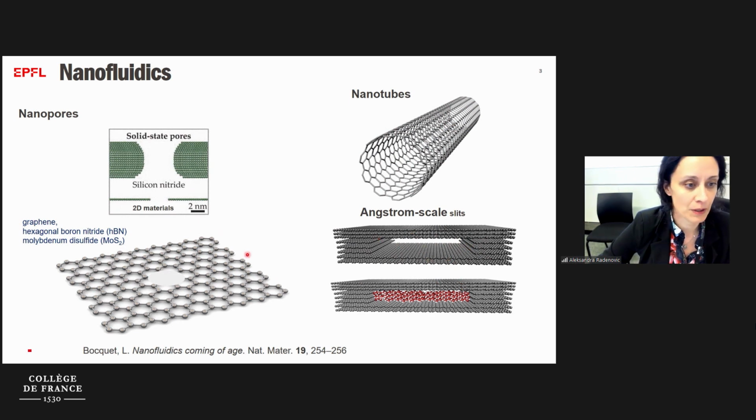In my lab, we mostly deal with 2D materials, hexagonal boron nitride or molybdenum disulfide. For this talk, I have concentrated mostly on the use of hexagonal boron nitride and its optical properties, which would hopefully in the future reveal some of the interesting phenomena that occur in these confinements, as well as at different scales.